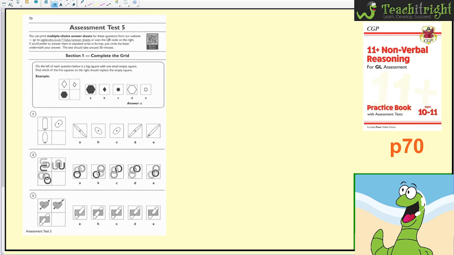We've got one more page. This is Assessment Test 5, Section 1 on page 70. So if you want to turn there, again guys, if we're going too fast, please pause the video. Otherwise, let's jump into it and run through the questions.